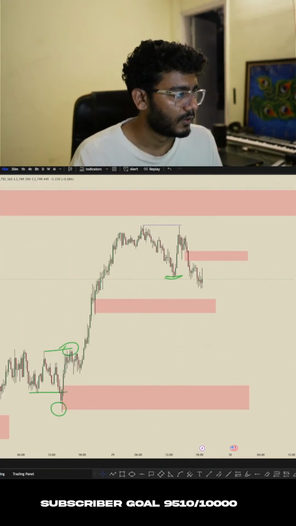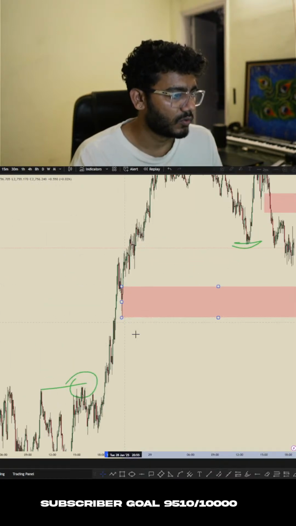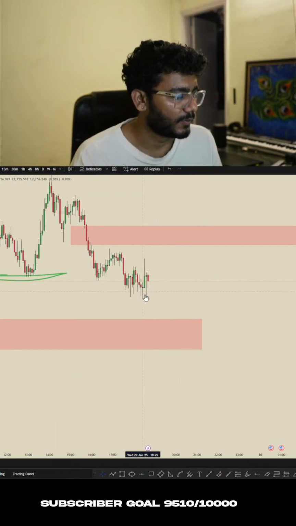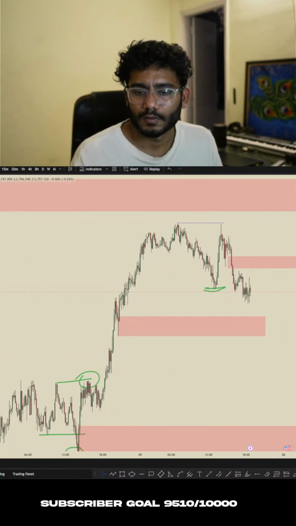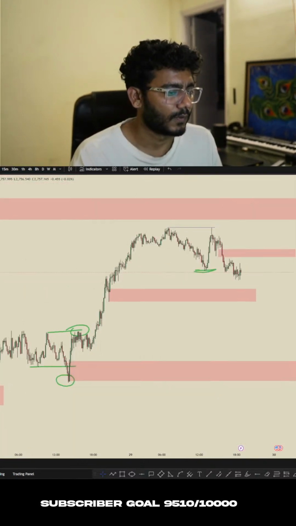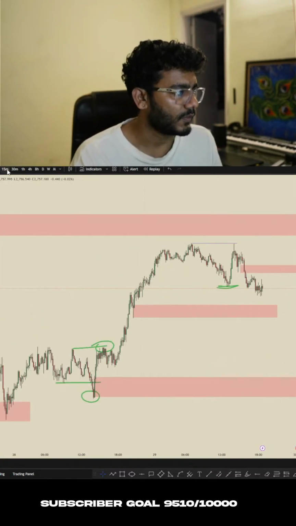So for this order block to work, we need to look for a confirmation entry. Like price will give us some kind of engulfing, so we can enter. Okay, and this is the second order block which I'm waiting for. Let's see.